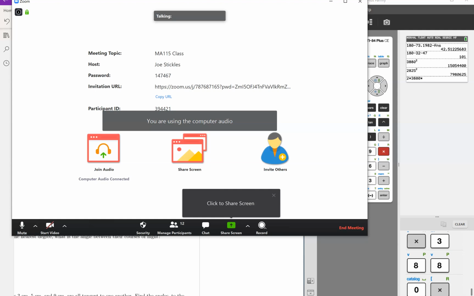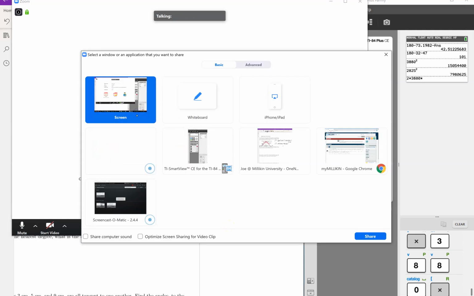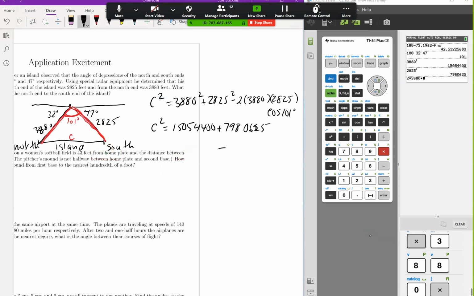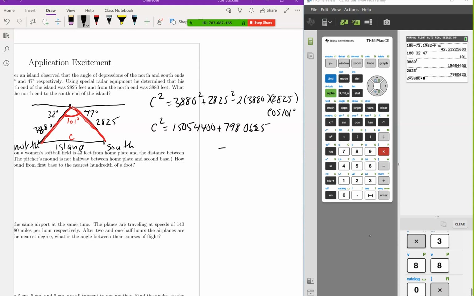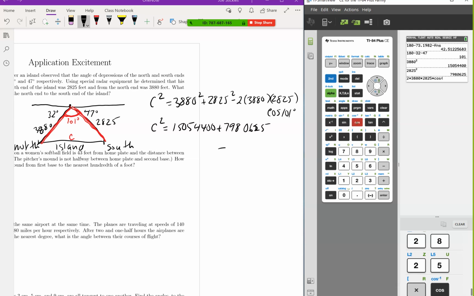that was really weird, it stopped my screen share, sorry about that. The 2 times the 3880 times the 2825 and then times the cosine of the 101.